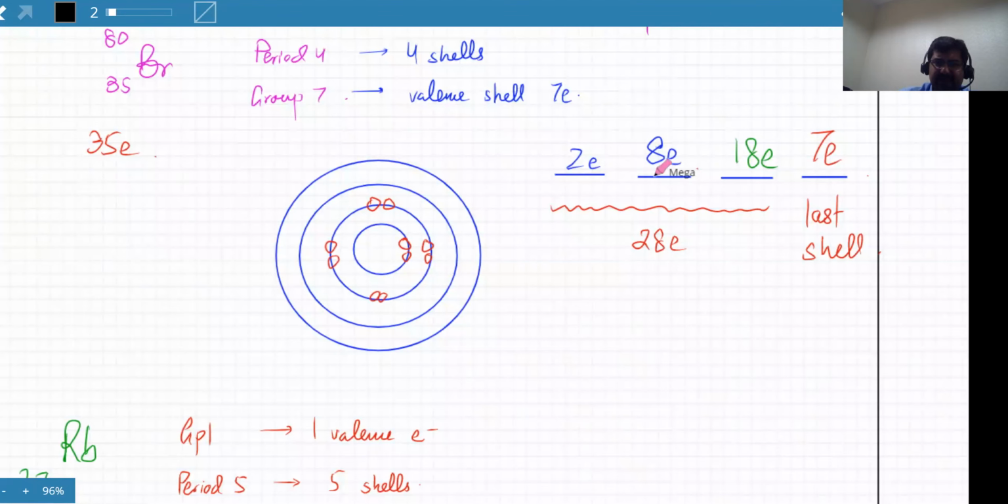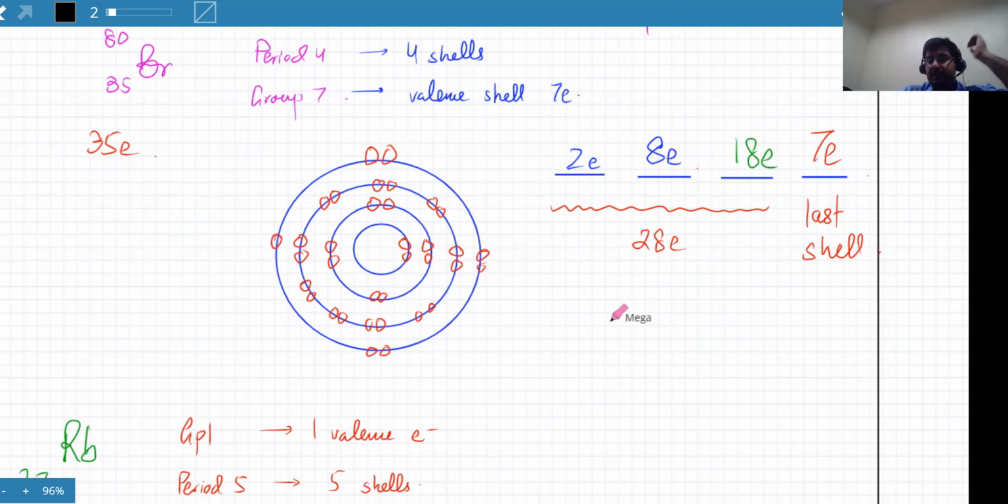You wouldn't be asked to draw this because it's time consuming, but you will be asked to state the electronic configuration. Then you had 18, so that's 2, 4, 6, 8, 10, 12, 14, 16, and 18. And the last one had 7 electrons, so that's 1, 2, 3, up to 6 and 7. So this is how a bromine atom would look, with the nucleus in the center.